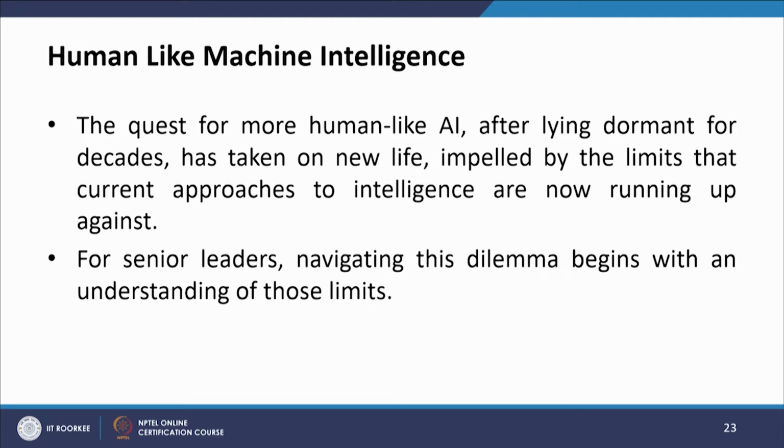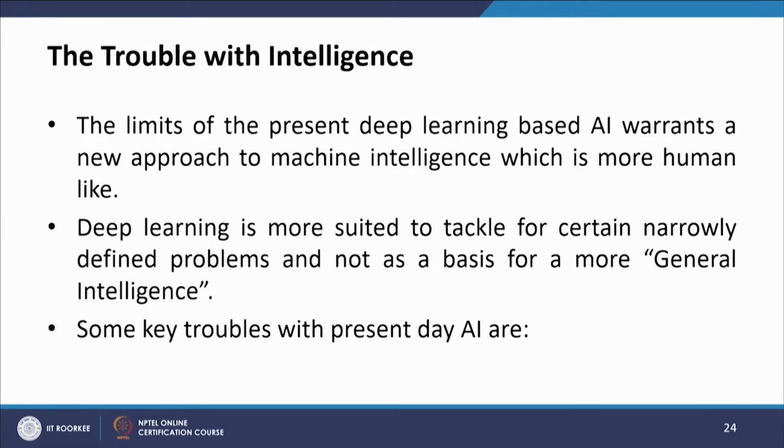For senior leaders, navigating this dilemma begins with an understanding of those limits. Now, what is the trouble with intelligence? The limit of the present deep learning based AI warrants a new approach to machine intelligence, which is more human-like. So, deep learning is better suited to tackle certain narrowly defined problems and not as a basis for more general intelligence. So, deep learning is not going to replace general intelligence.